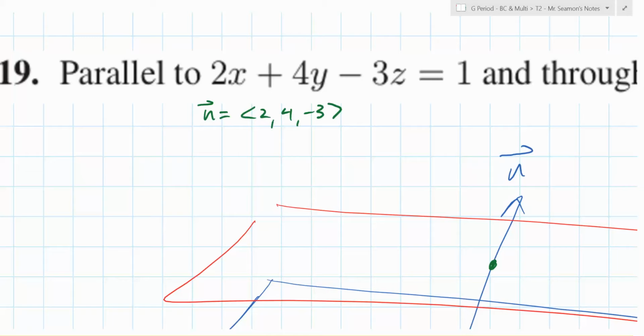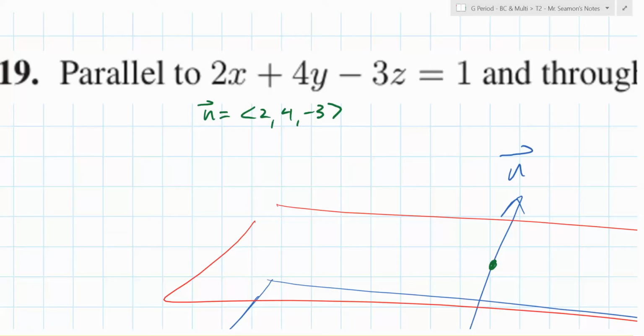So any other plane that's parallel to this one, it could be stacked this way or whatever, right? The same way, it's going to have the same what? Normal vector. So it's going to go through this point with this normal vector. It has to be parallel to this plane. Why? Because it has the same normal vector.